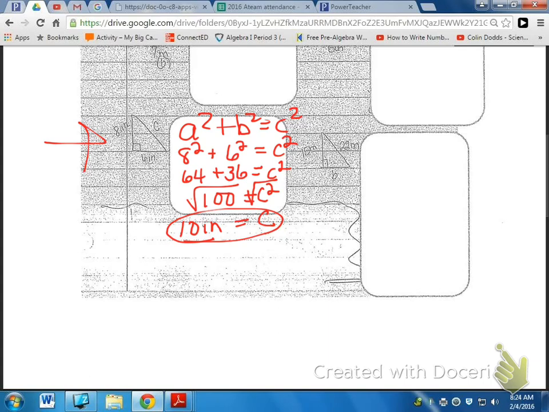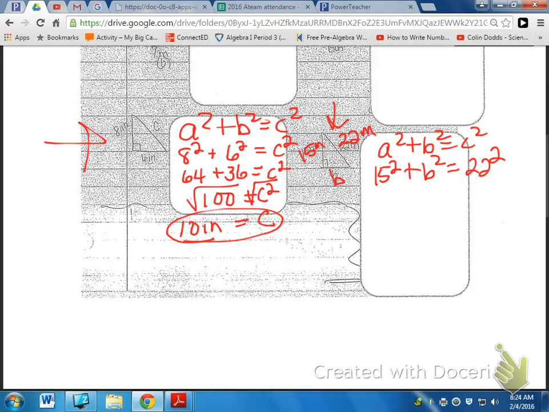All right, we've got one more of these. This side is 15 meters. This side's 22 meters, and that's labeled B. I'm going to go ahead and write A squared plus B squared equals C squared. Somebody want to try this one? Tori? It's 15 squared plus B squared equals 22 squared.